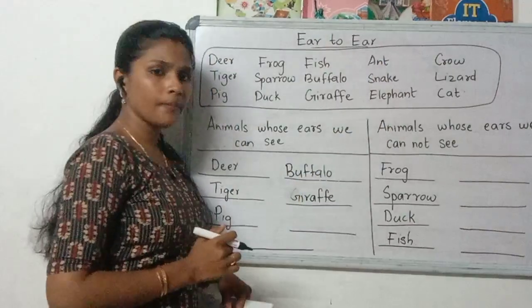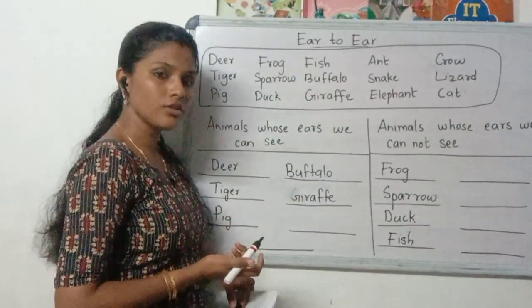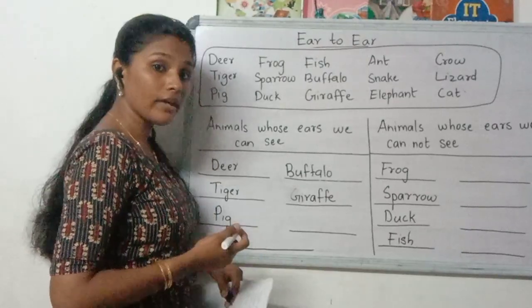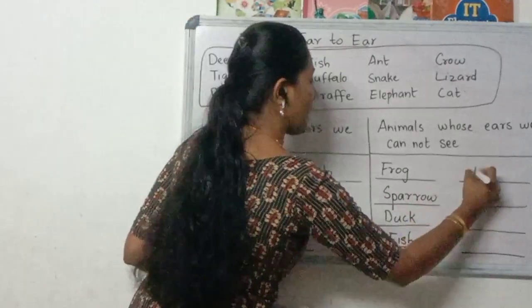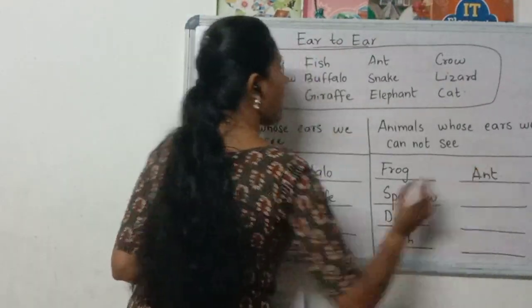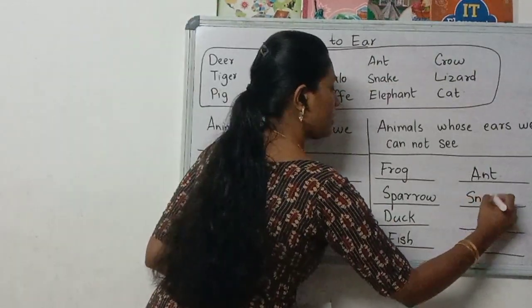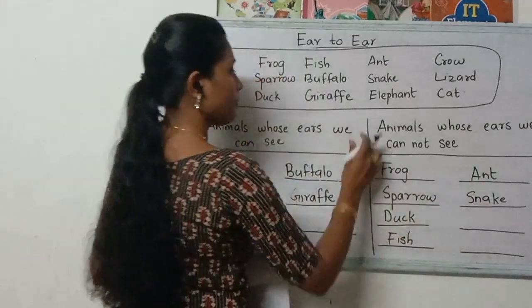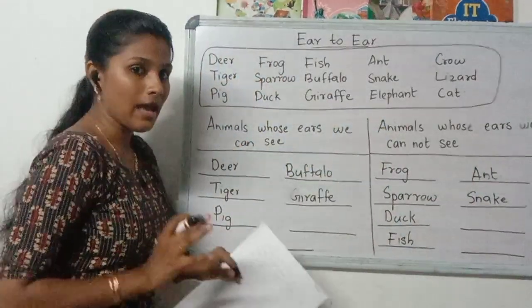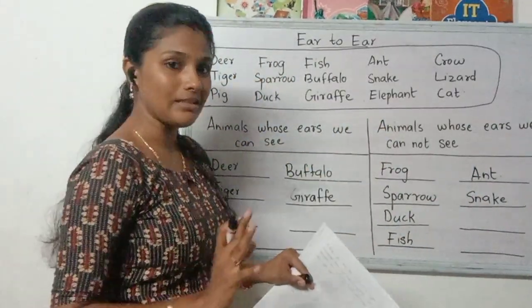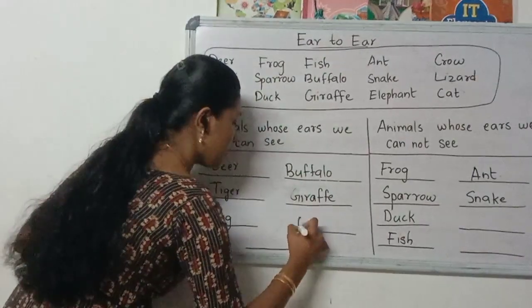Okay, ant. Can you see the ears of an ant? No, we cannot see the ears of an ant. Snake. In case of a snake, we cannot see its ears. Elephant. Elephant has the biggest ears in the world. Okay, elephant.